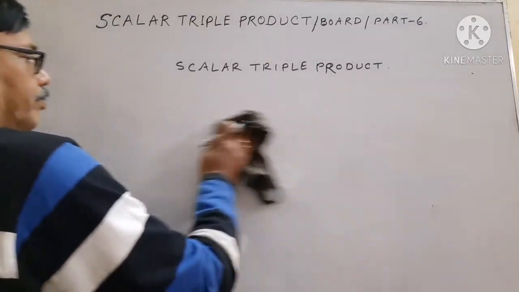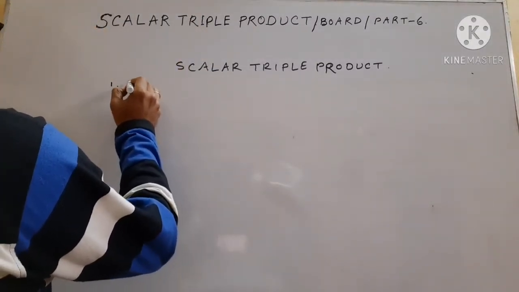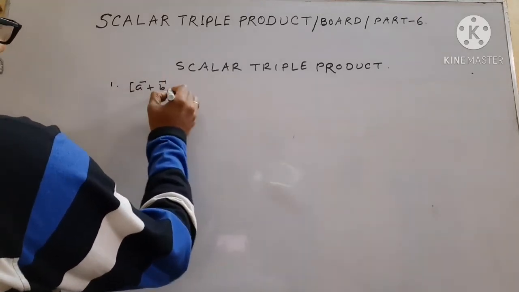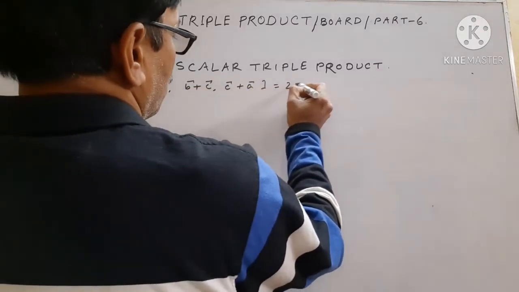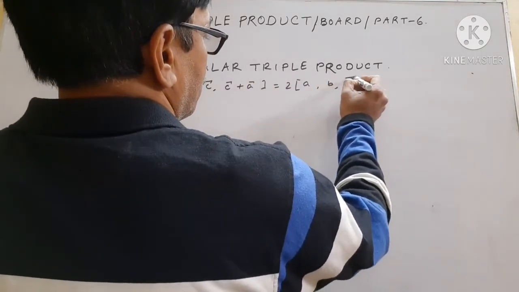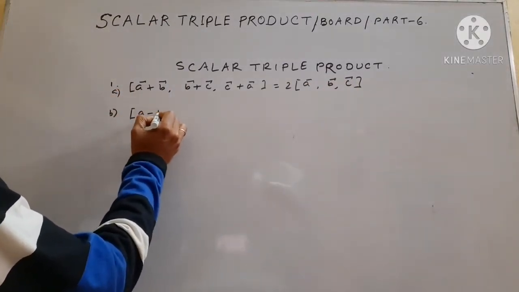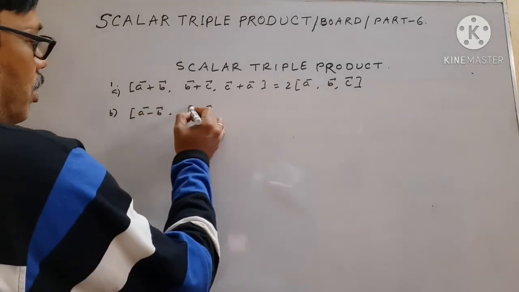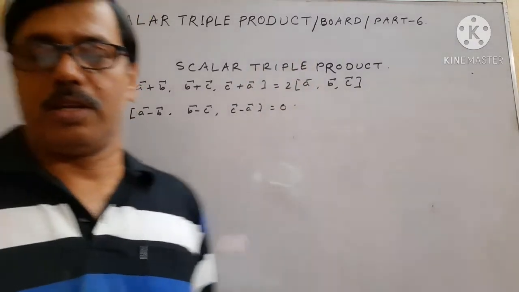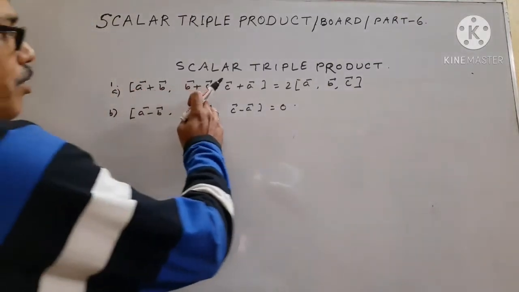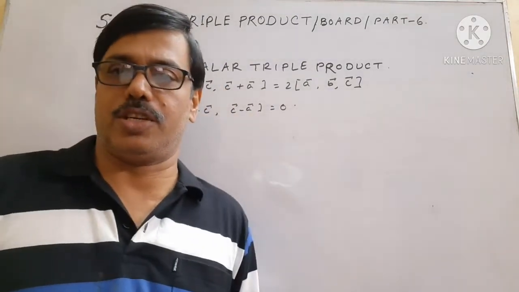Now, two important results. Write box A plus B, B plus C, C plus A equals twice box A, B, C. And number 2, for board problems these are the most important results: box A minus B, B minus C, C minus A equals 0. So box A plus B, B plus C, C plus A is twice box A, B, C. If it is minus, then it is 0.